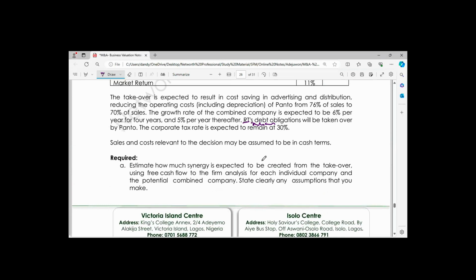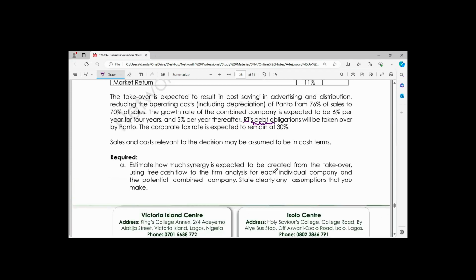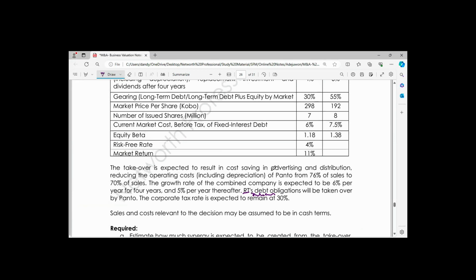So in this question, the examiner wants you to calculate how much synergy is expected to be created from the takeover using the free cash flow to the firm analysis for each individual company and the potential combined company, which means that we are going to calculate the present value, market value for Panto, keep it on one side, present value of Julian, keep it on one side. Then you add the two of them together. That will represent the pre-acquisition market value. Then you also need to calculate market value after the business combination. So that means three different tables, three different cash flows, three different market values are what you are going to calculate based on the requirements. So it's a very big one, even though it's very straightforward, but it takes time. And you have to be very careful with this kind of a question. Make sure you articulate how you are going to present your work before you jump into solving the question.